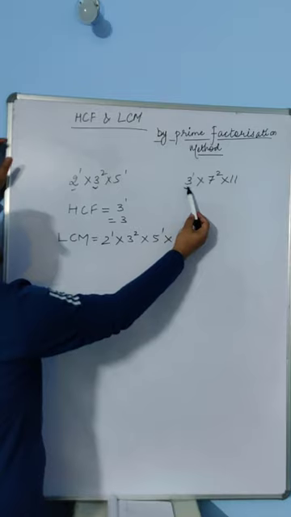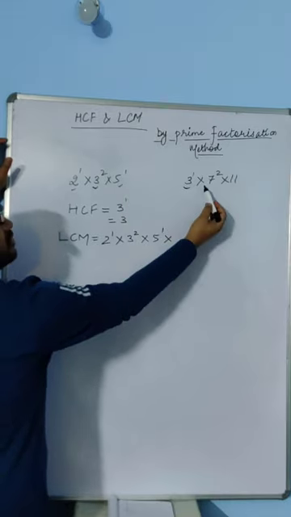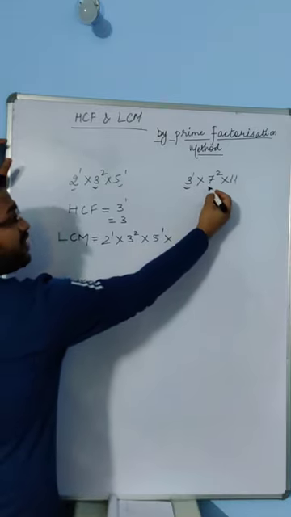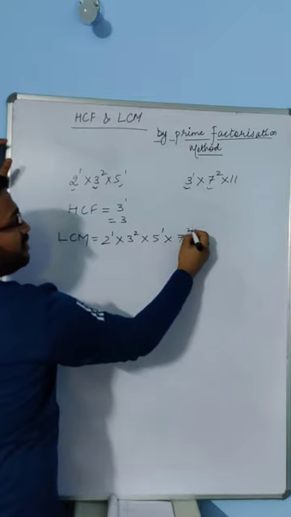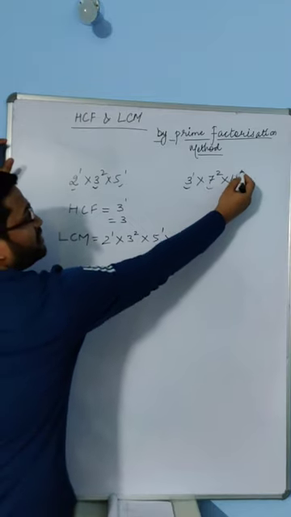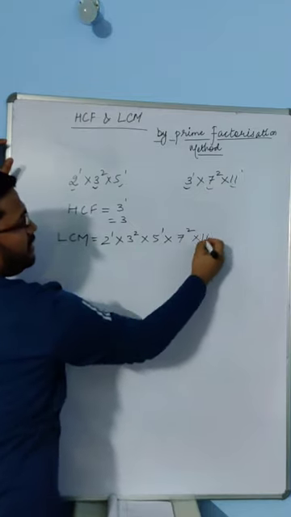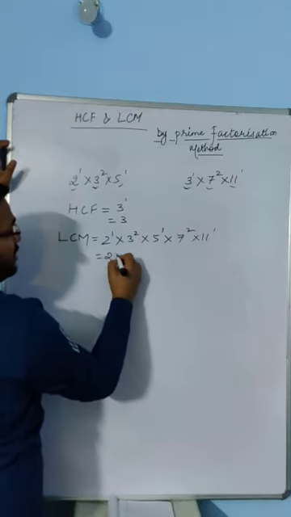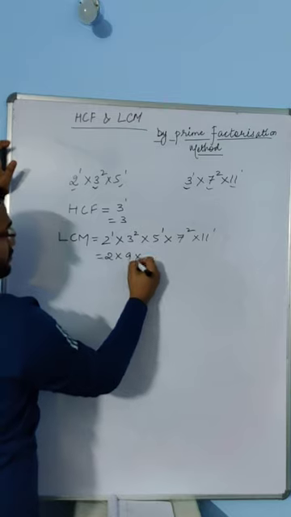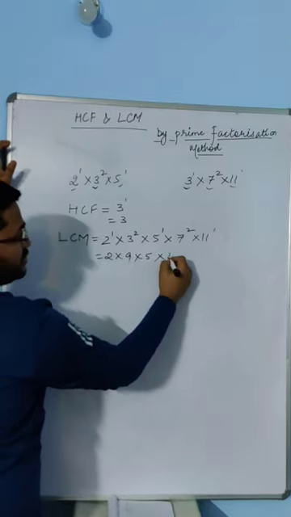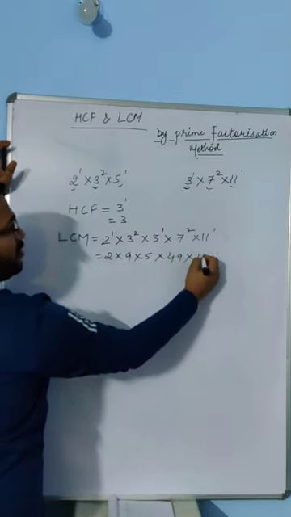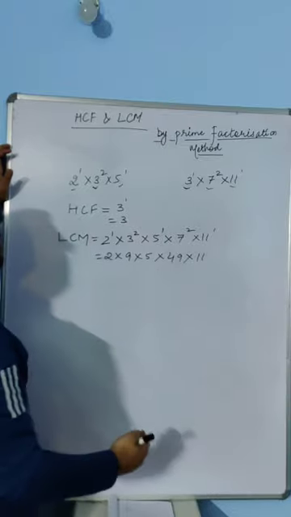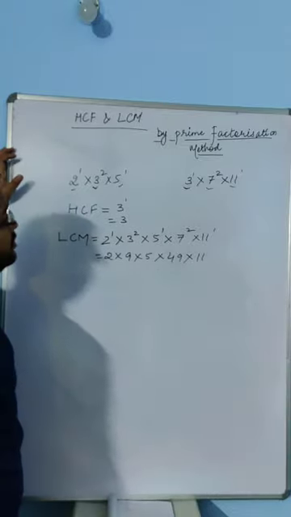Maximum available power, 3 is already done, 5 is done. So the maximum available power for 7 now is 7 square. And the maximum available power for 11 is 1. That is 11 to the power 1. So you have ultimately 3 square is 9, and 7 square is 49, and 11 to the power 1 is 11. Simply solve this, you are going to get your LCM.